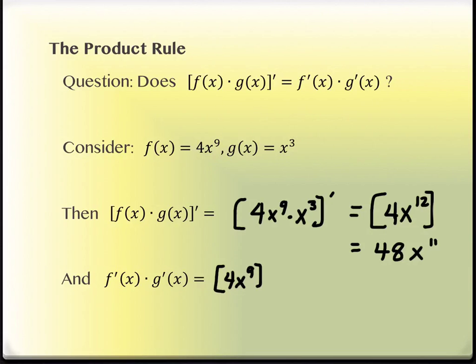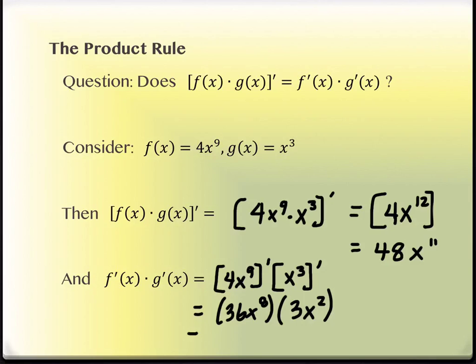I'm going to write these in. Don't say anything just yet. And then we're going to multiply that answer by the derivative of x cubed. So what is the derivative of 4x to the 9th? 36x to the 8th. What's the derivative of x cubed? 3x squared. Now then, what is the product of 36x to the 8th times 3x squared? 108x to the 10th.